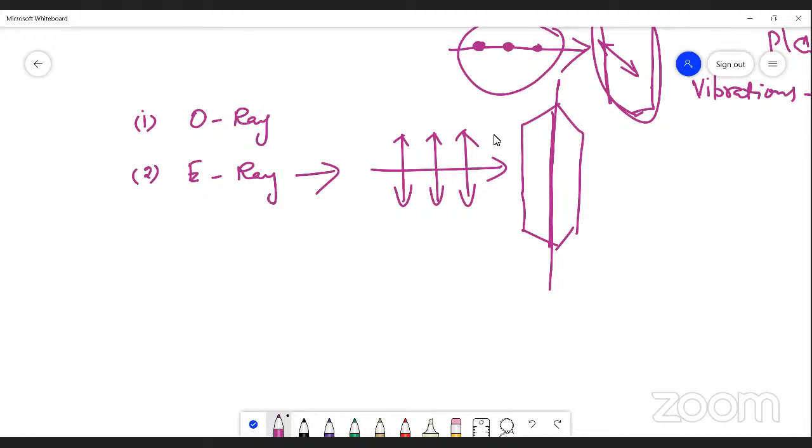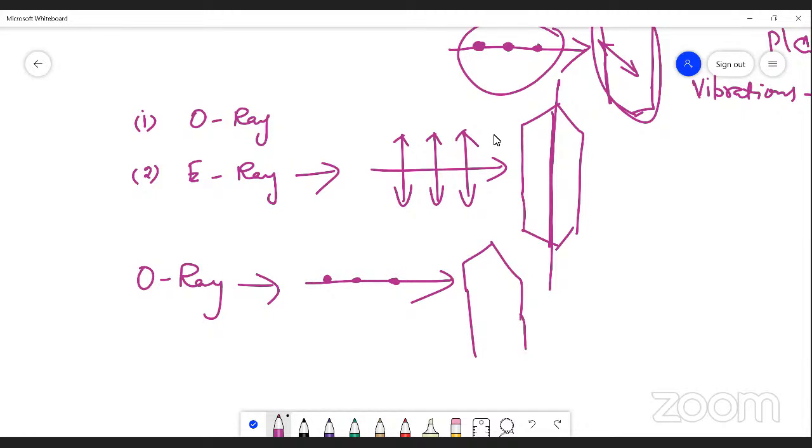Ordinary ray: perpendicular. Very good. The ordinary ray is indicated by dots, which are perpendicular to the principal section of the crystal. This is the principal section. Am I right?